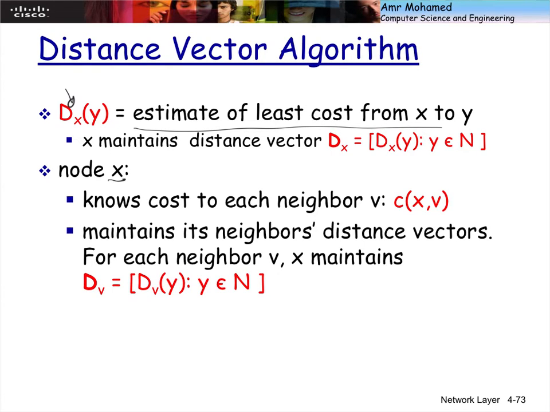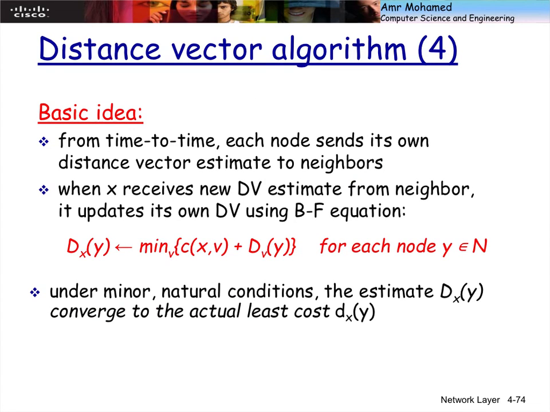So from node x we can calculate the distance based on the minimum cost from any adjacent node. Okay, so this is basically the Bellman-Ford equation. So we'll have to go through an example just to illustrate this.